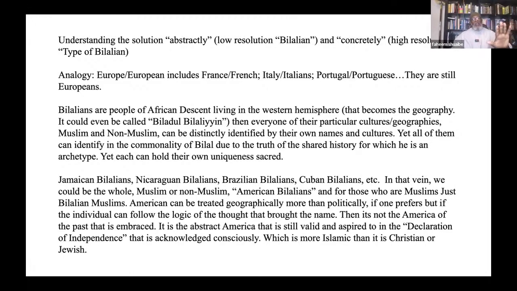They reside in the Western Hemisphere, and wherever they are, that is the land of the Bilalian, right? You take the general area, just like the whole area we call Europe, all the way that it breaks down. If we could say the Western Hemisphere, Biladul Bilaliyin, you have that area, then every one of their particular cultures and geographies, Muslim and non-Muslim, can be distinctly identified by their own names and cultures. Yet all of them can identify in the commonality of Bilal due to the truth.